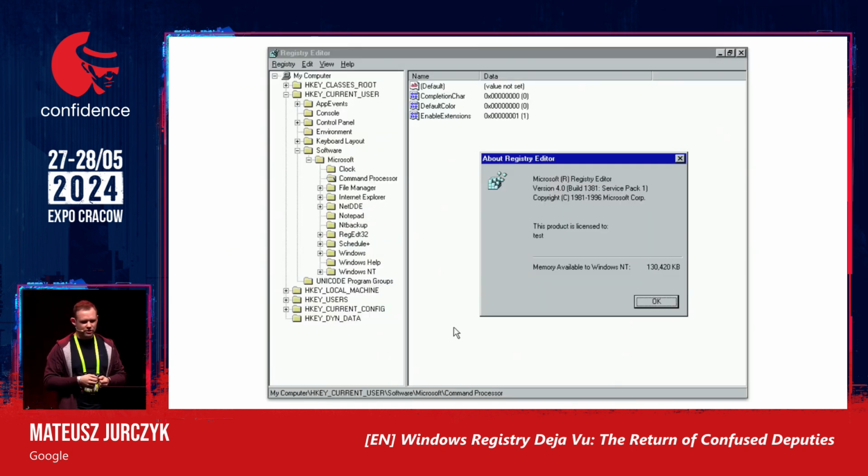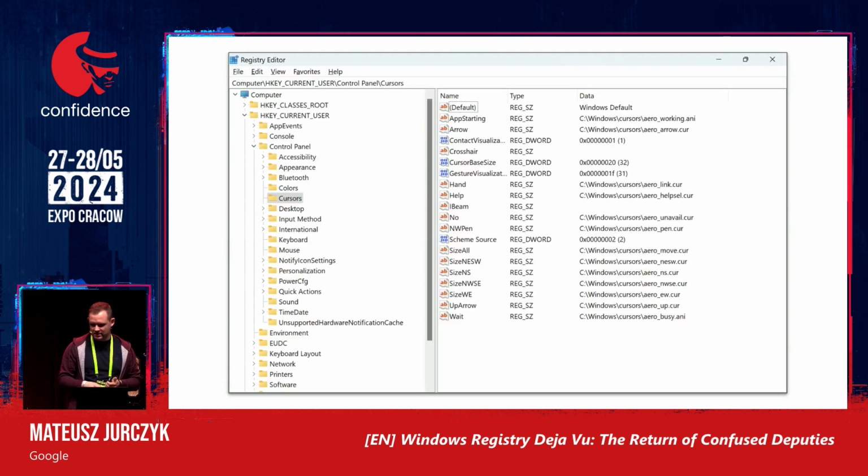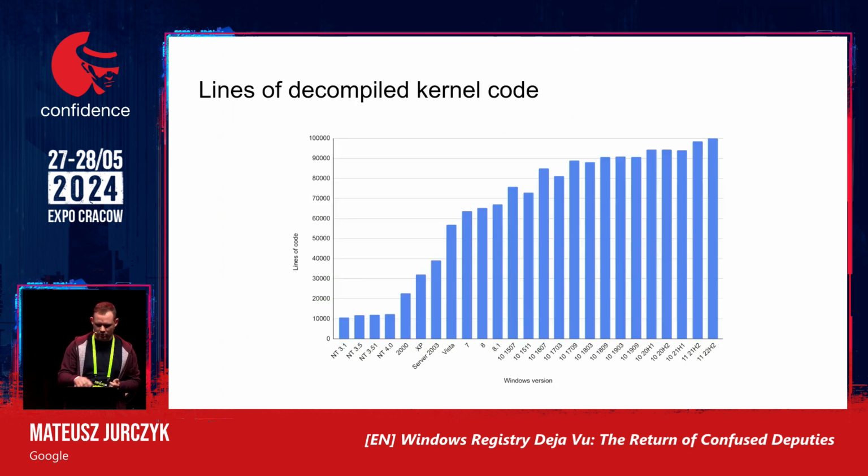This is a screenshot from the registry editor from Windows NT 4.0. And this is the registry editor from Windows 11. As you can see, there isn't that much difference from the user perspective. On the left, we have the top-level keys and the key structure underneath it with some names. And on the right, we have the associated values, in this case in the Cursors key. And the values have different types and different data stored inside of them. So that's basically how the registry looks as a normal user.